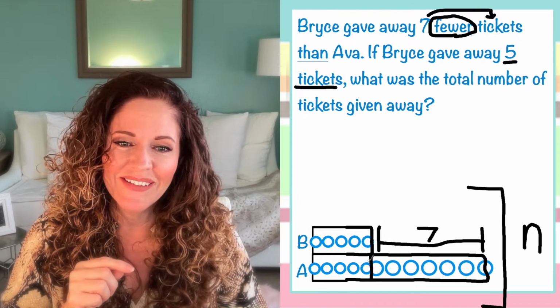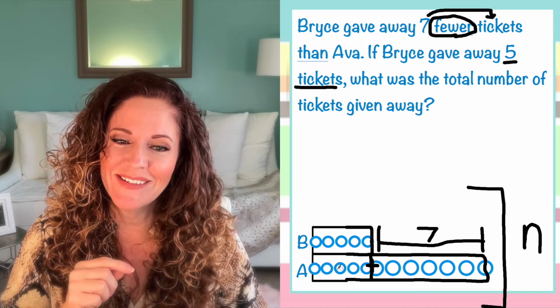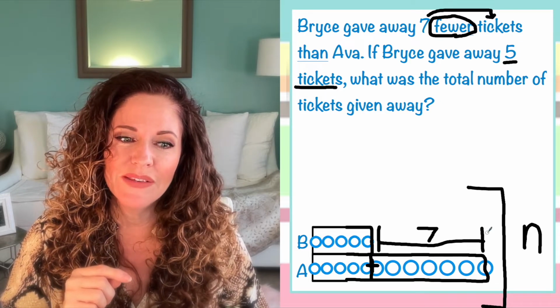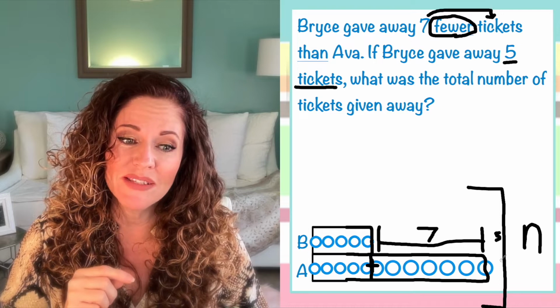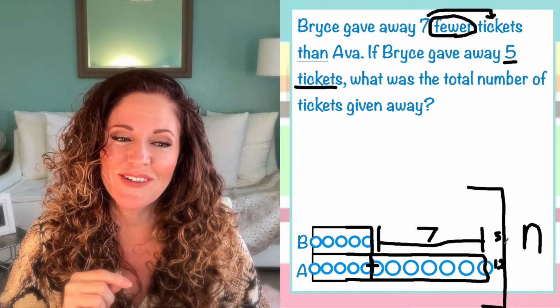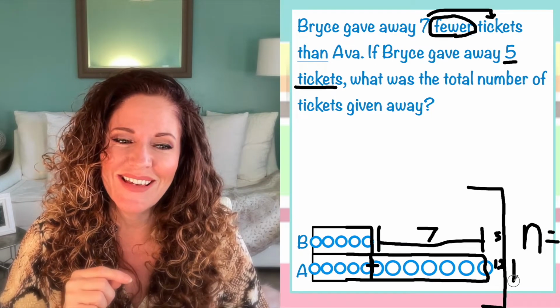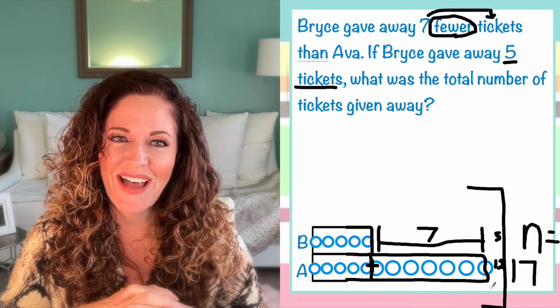So I have 5 for Bryce, and then for Ava I have 5 plus 7. Look at that. Doesn't this remind you of part-part-whole? There's that line. So I know I put those 2 parts together. So Bryce's row is 5 tickets, right? Ava's row is 5 plus 7. So Ava gave away 12 tickets. So 5 and 12 means n equals 17 tickets. Look at that.